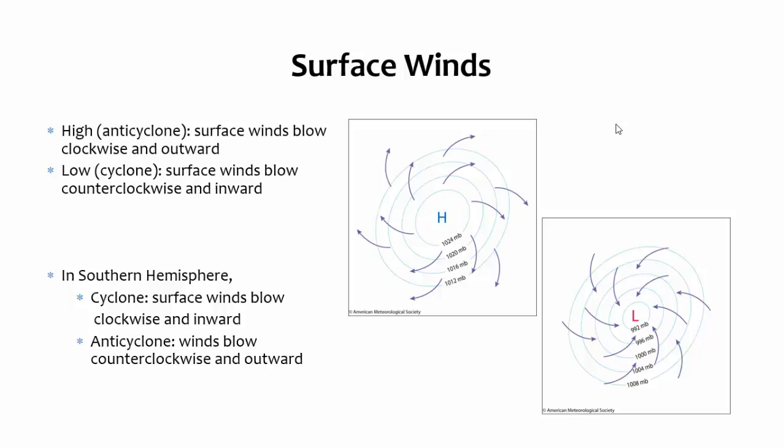So high-pressure systems are anticyclones. Surface winds are blowing clockwise and outward. Low-pressure systems are cyclones with the surface winds blowing counterclockwise and inward. This is just reversed in the southern hemisphere, okay? You can see that right there.